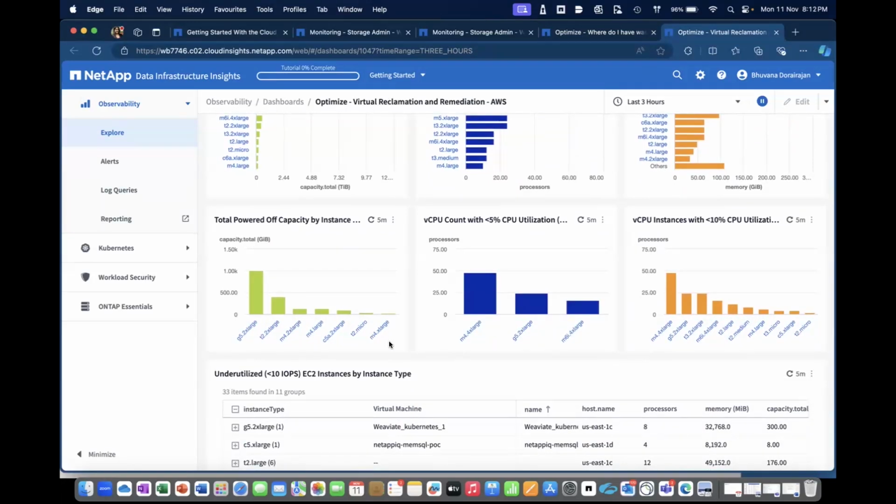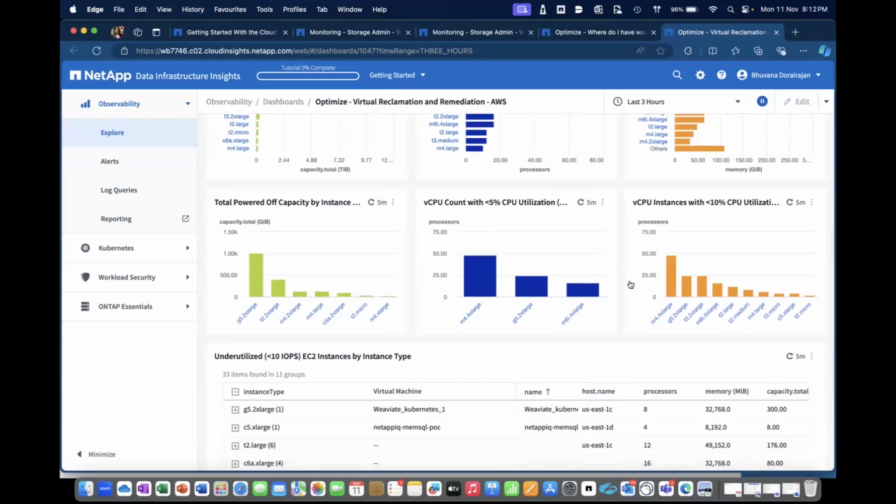So to focus on optimization and reclamation, let's have a closer look at these two graphs, right? So these are all the instances experiencing CPU utilization that's less than 5 or 10%. But if you have a closer look, they all belong to a larger instance. So these are the right candidates that could be moved to a smaller one. So now you can start right-sizing to reduce waste and also stop over-provisioning.